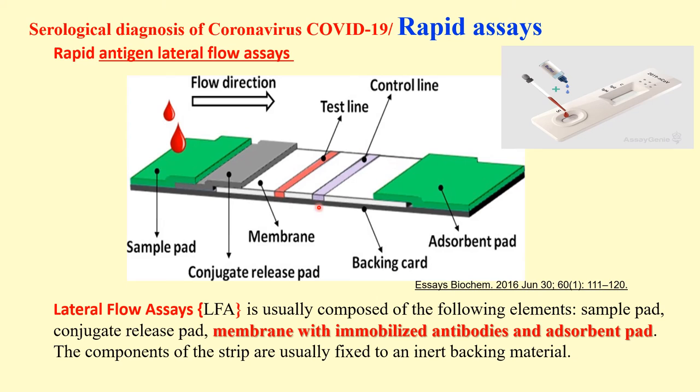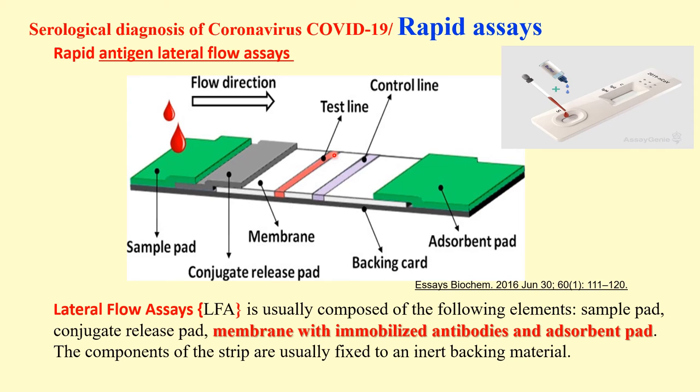If you see only a band in the control line and no band in the test line, it means that the patient is negative. So why? Because if the whole blood sample is from a patient affected with coronavirus COVID-19, most probably there's a virus in the blood. So when you add it into the sample bed, it will migrate.